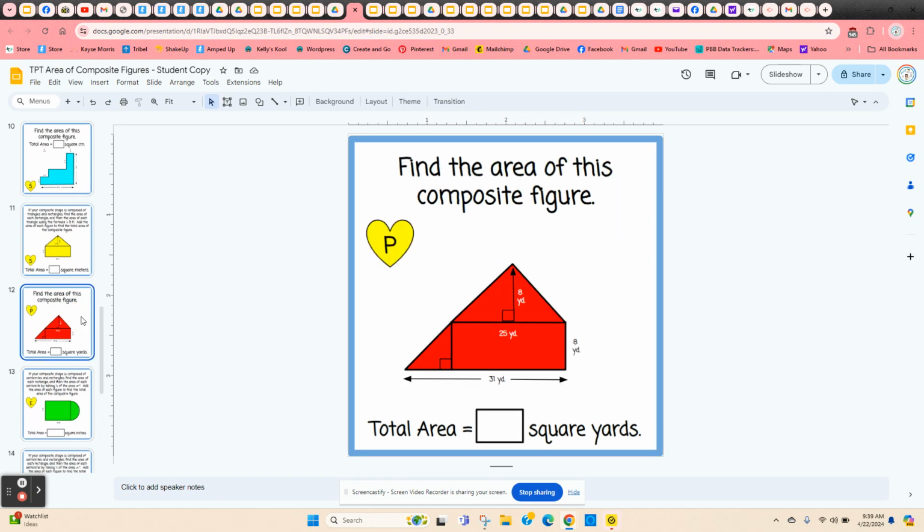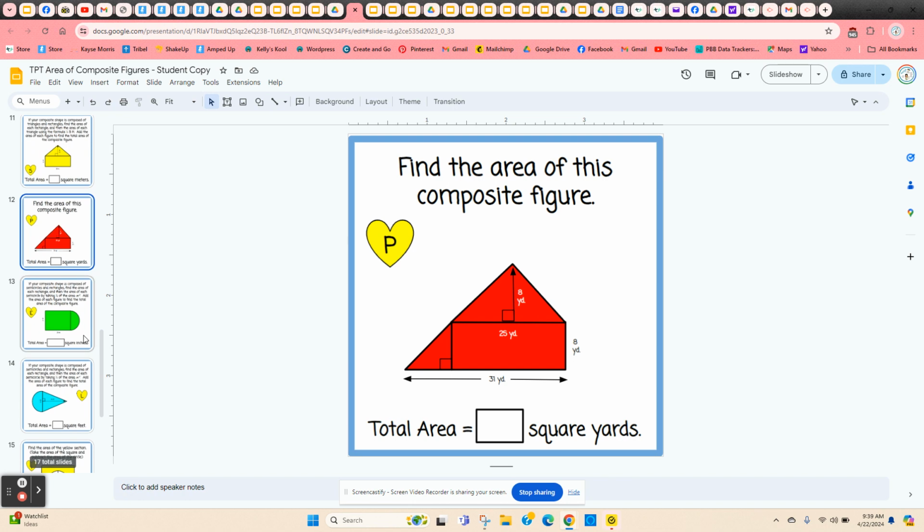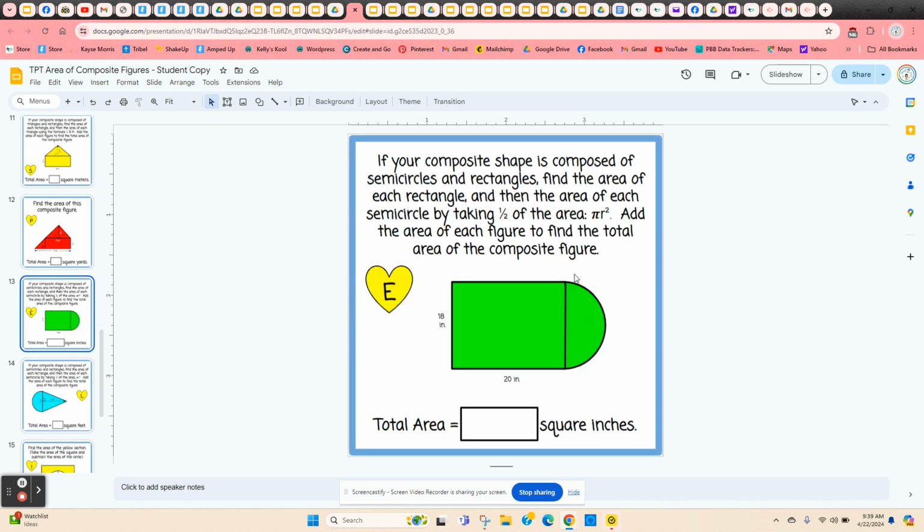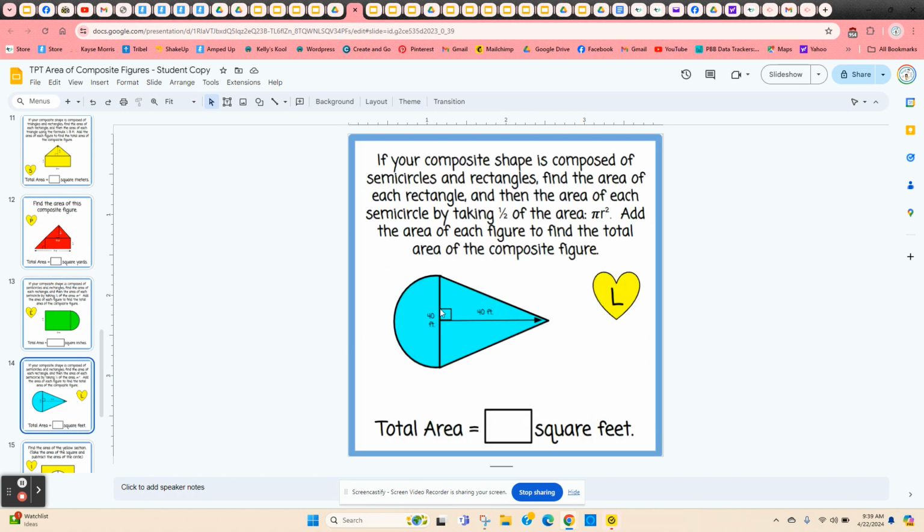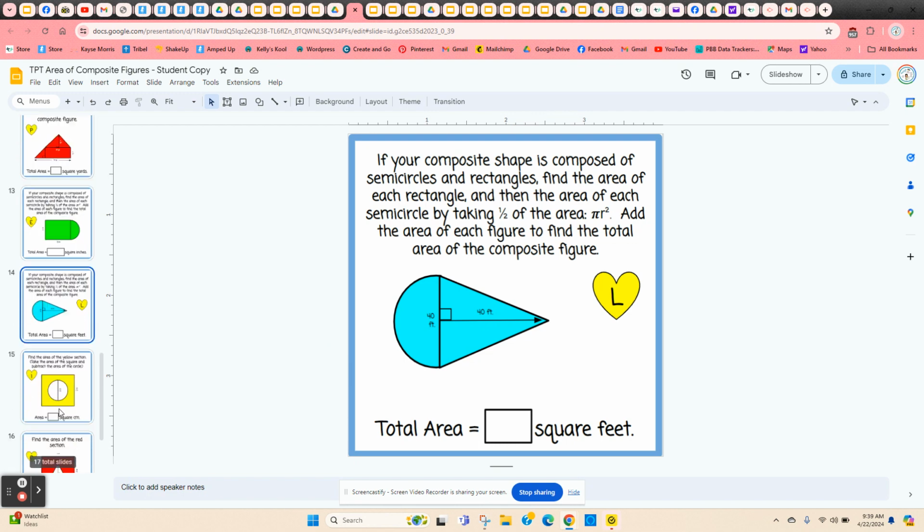Here's one that's a little bit different. Then they've got one with a semicircle. So they're given the area for a circle. They have to take just half of that measurement, add it to the area of the rectangle. And then the next one, they have a semicircle and a triangle.